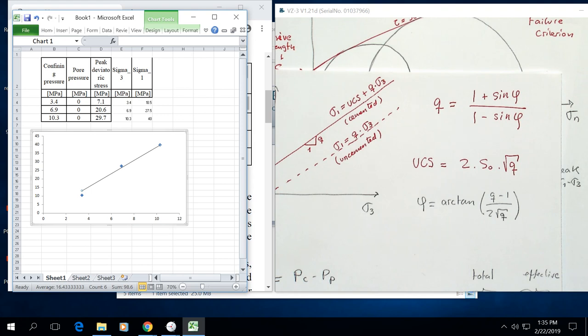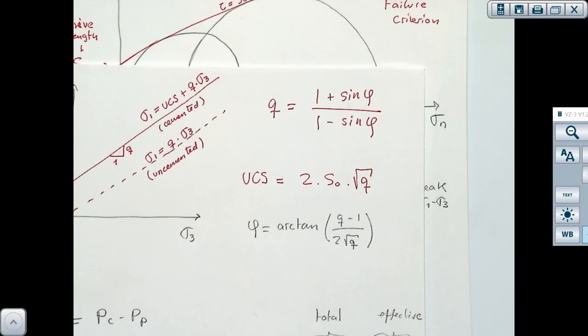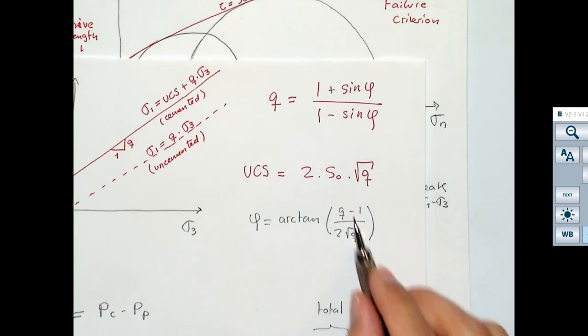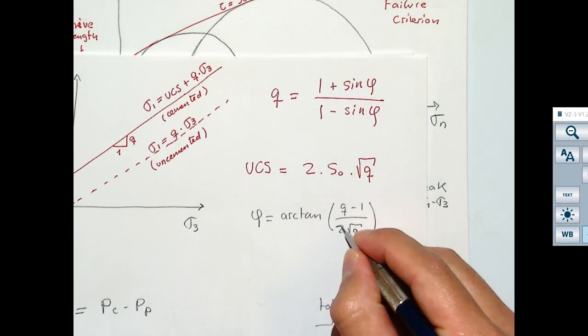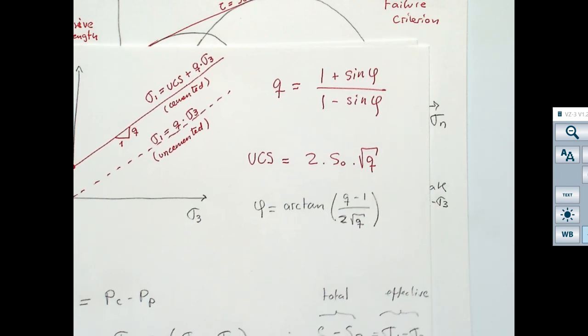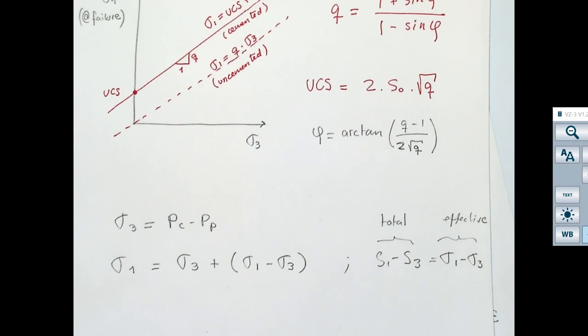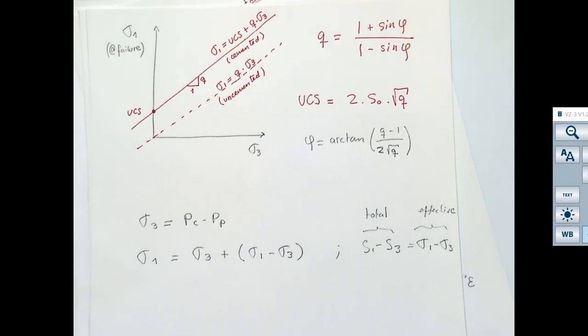I'll come back to this if we have time about how to draw a Mohr circle in Excel, okay? But before we do that, let me go a little bit more onto showing these triaxial tests, how they work, and how to make sense out of them. Yes? Is that Q minus 1 over 2? This is Q minus 1 divided by 2 times the square root of Q. Okay. Something very important.